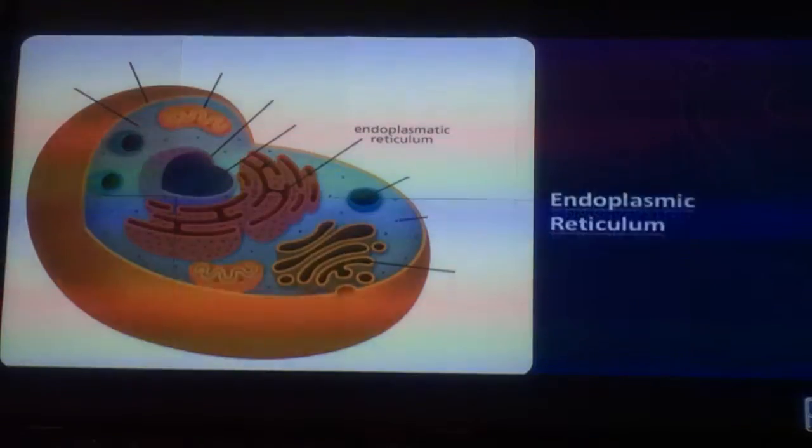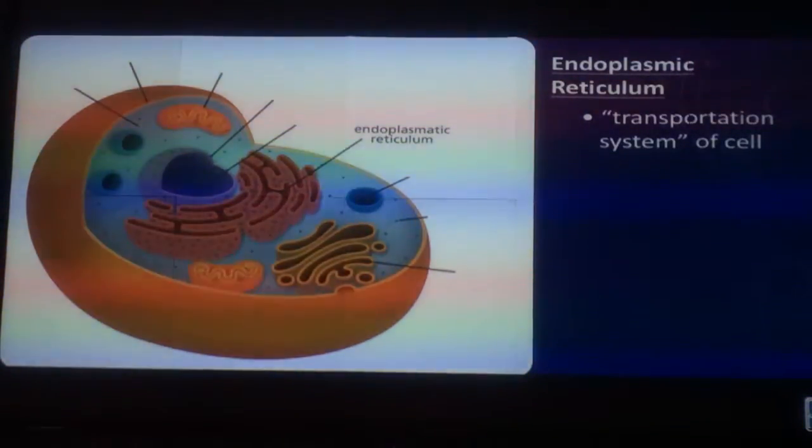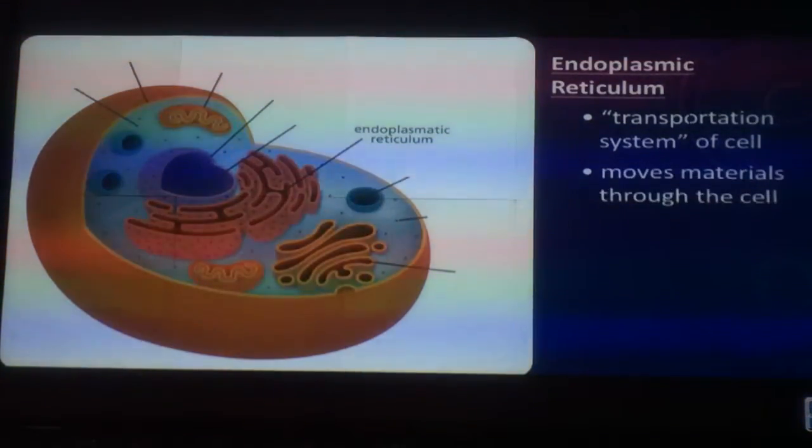The next one is called the endoplasmic reticulum. That's a very difficult word to say. You should say it out loud. Endoplasmic reticulum. And this is kind of like a transportation system of the cell. Kind of like when you come to school, you ride the bus or the subway. That's a form of transportation. It gets you from your home to the school, and then from the school back to your home. Well, what this endoplasmic reticulum does is it moves different materials that the cell needs throughout the cell.